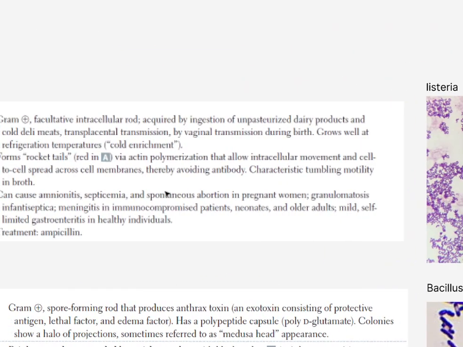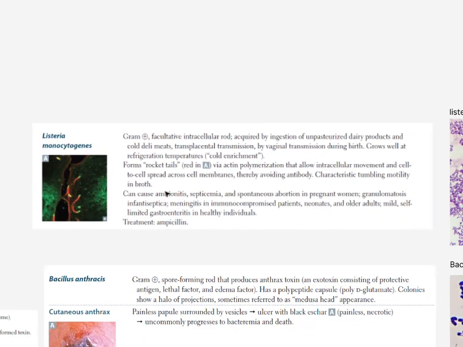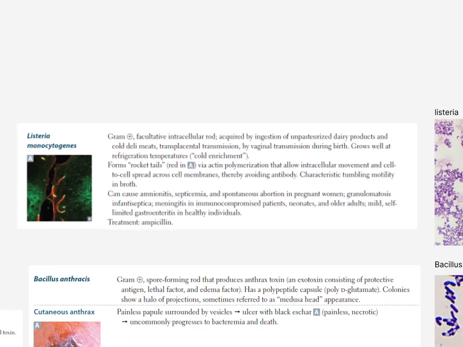Now, if we talk about Listeria here, basically, the special thing about Listeria is that it has actin rockets. These actin rockets basically hijack your actin, right? The actin is basically the normal molecule that helps you move your cells. So Listeria says, thank you, I'll use your actin rockets. Then it shoots itself from one cell to the next cell.